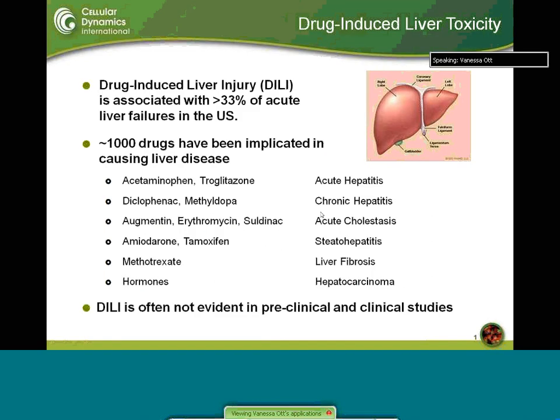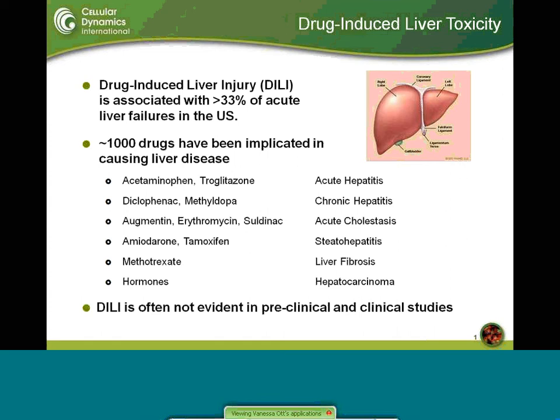So, by way of introduction, the story that Oksana is going to tell today, showing the use of iPS-derived hepatocytes and the ImageExpress platform, is really aimed to begin to address a very important problem in drug development, and that's drug-induced liver toxicity. As most everybody is probably aware, drug-induced liver injury is associated with a very high percentage, greater than 33% of acute liver failures in the United States.